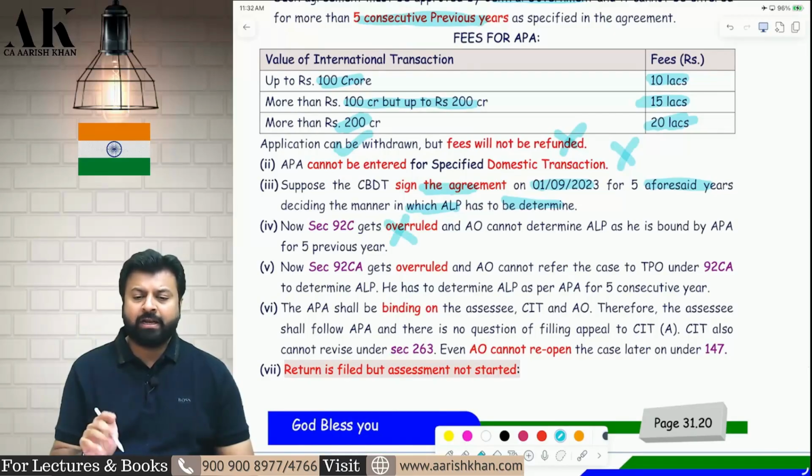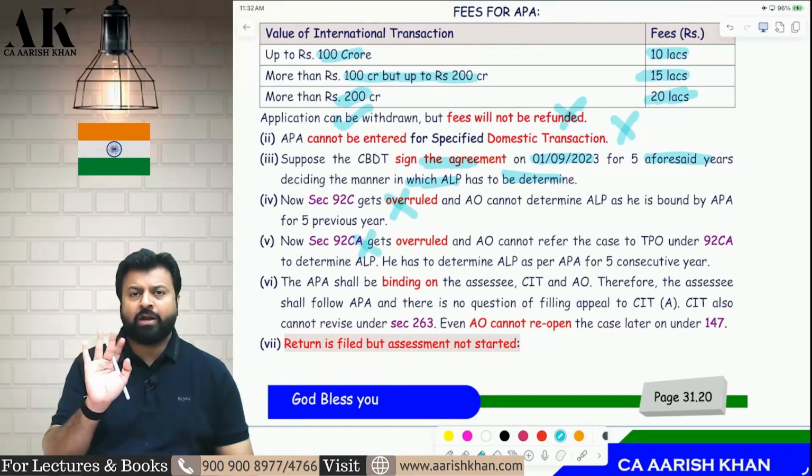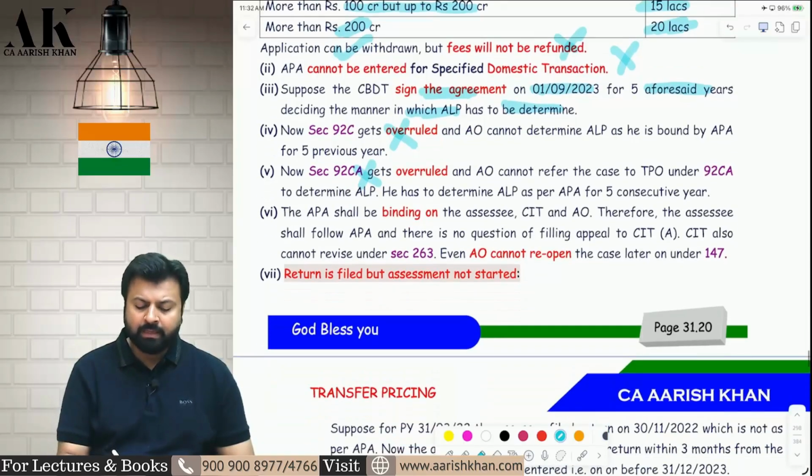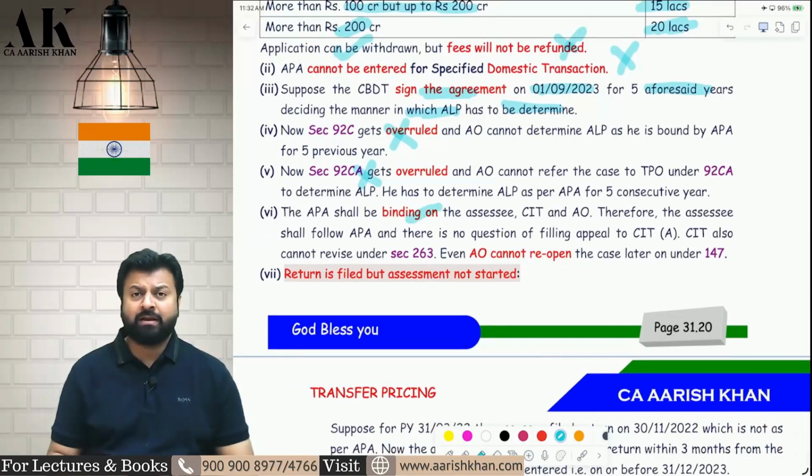Now, AO cannot interfere in between. This will overrule 92CA. TPO cannot interfere in between for 5 years. It is binding on you also. You also cannot change the arm's length price for 5 years. Even CIT will not open 263. Even AO will not open 147 later on. Don't worry. Nobody will raise any question.